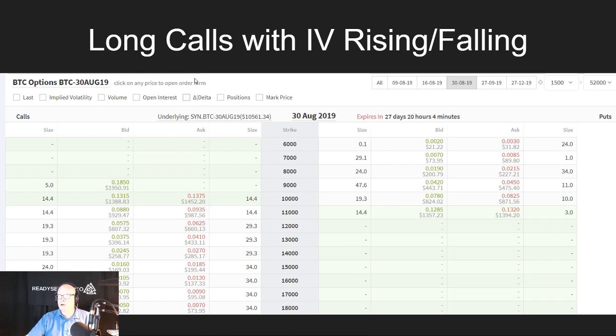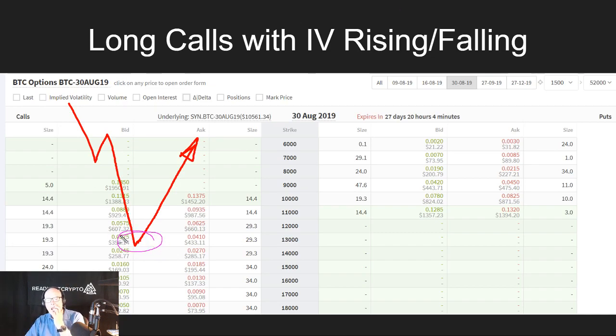Okay, so long calls with IV rising and falling. If you're trading a long call, this is a big time headwind. If you enter a long call option right down here, when implied volatility is peaking, that implied volatility will come out of it. And even though you've got the price movement right, your call option may not be gaining any value at all.